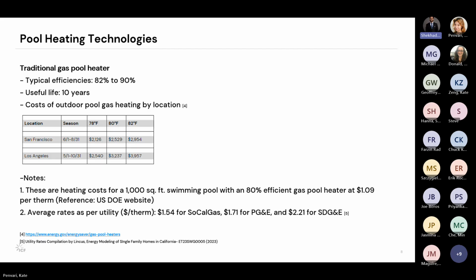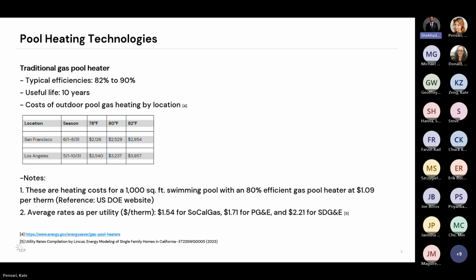There is a reference formula listed on the DOE website, which is typically used to size the pool heater, and it's a function of temperature, set point, surface area, and the average temperature of the coldest month in the swim season.